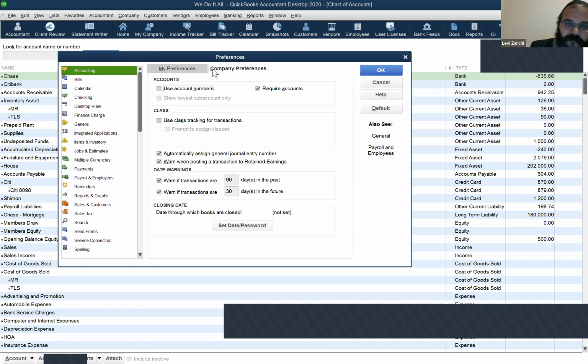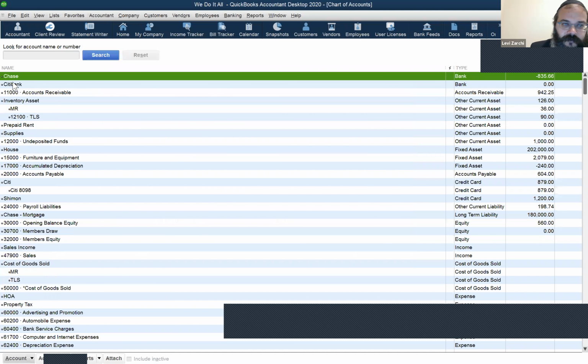Company preferences. Okay, someone asked me before about having account numbers. This is use account numbers. What happens if I use account numbers? All of a sudden, my chart of accounts has numbers on the left side. That's another way of recognizing it because it's not alphabetized, right?